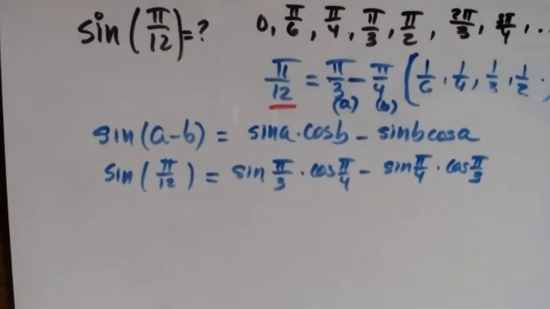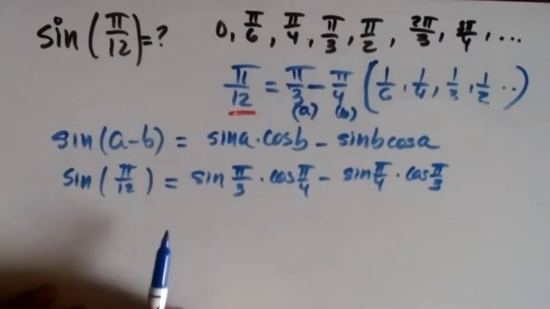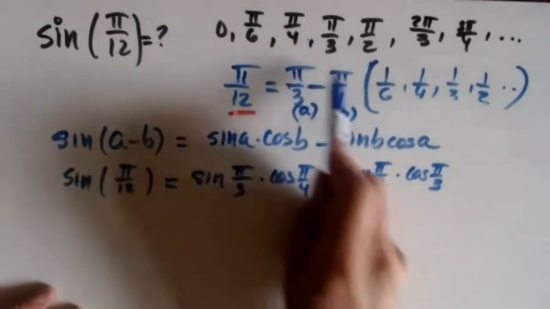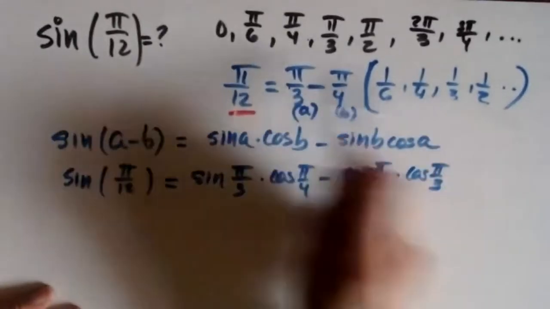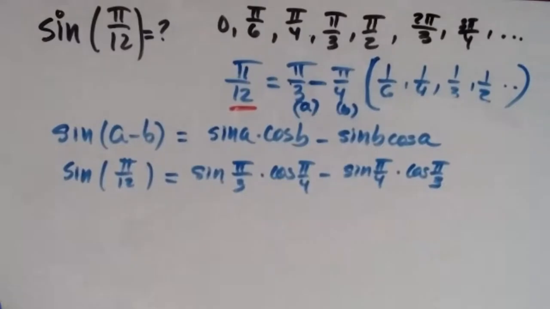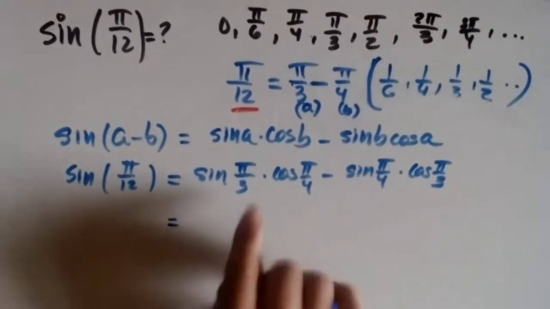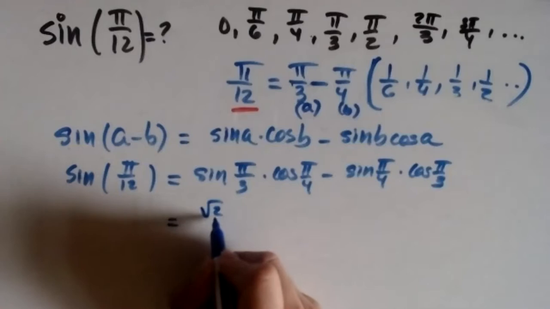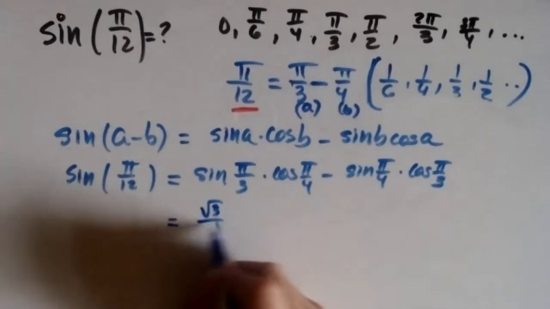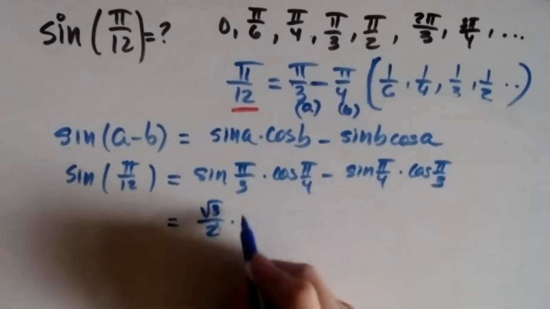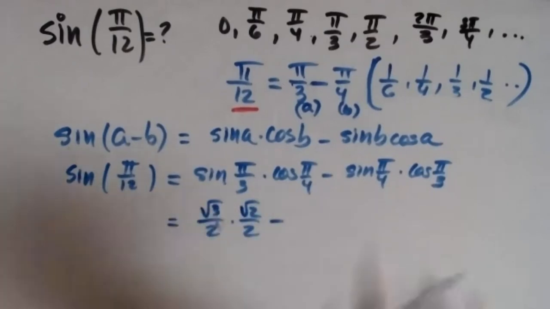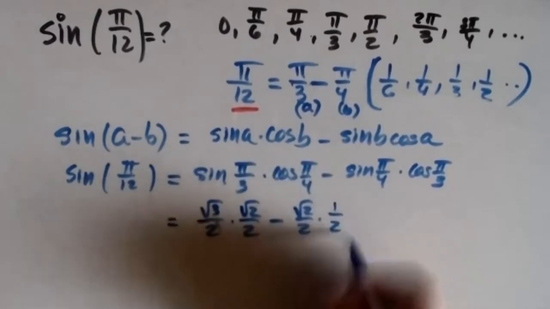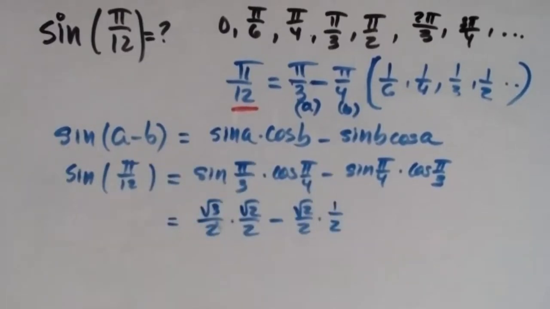So what is the secret of these problems? Not the identity. The identity is given. It is to break the angle you receive into two angles whose values you know. Okay, now sine of pi over 3 is the square root of 3 over 2. Cosine of pi over 4 is the square root of 2 over 2. Sine of pi over 4 is the square root of 2 over 2. Cosine of pi over 3 is 1/2. Okay? Now, the only thing I have to do is operate those numbers and get a value.